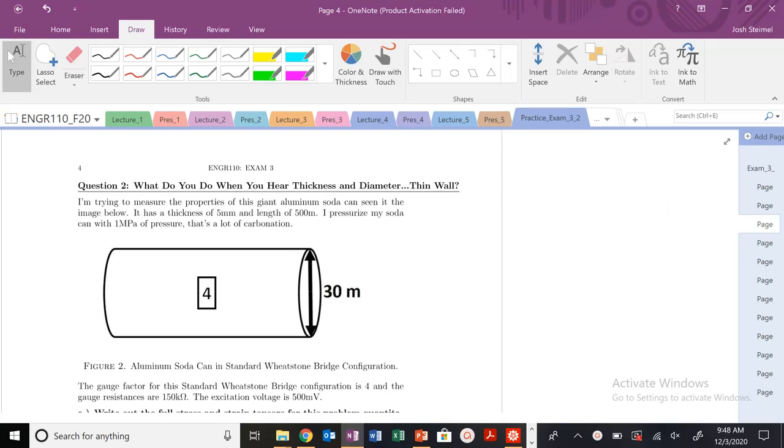We're going to solve question 2 in our practice exam. What do you do when you hear thickness, diameter, and thin wall? As you can guess, this is a thin wall pressure vessel problem. So, giant aluminum soda can.